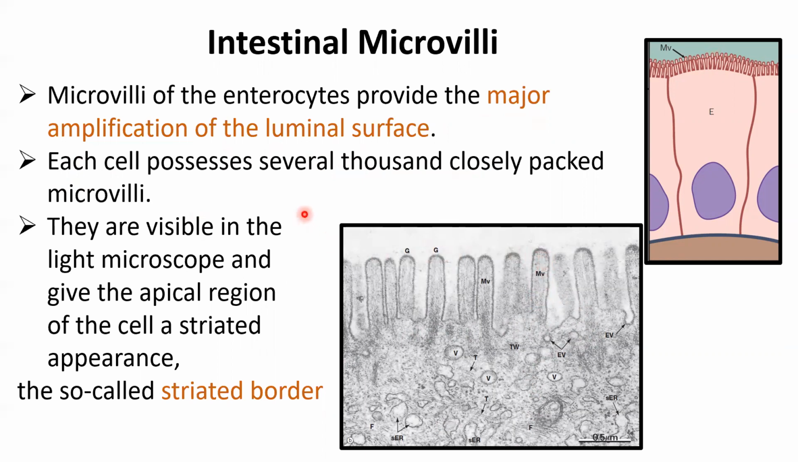We said the villus is about half to 1 millimeter. This is about 1 micrometer. So it's 1/1000th of the size of the villi. It's the hair, it looks like a brush border, they call it a striated border. Visible in the light microscope and gives the apical region of the cell a striated appearance. It looks like you actually have hair on top of the cell. They call it striated border.